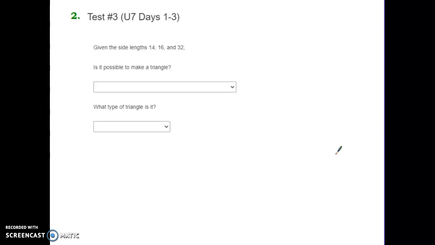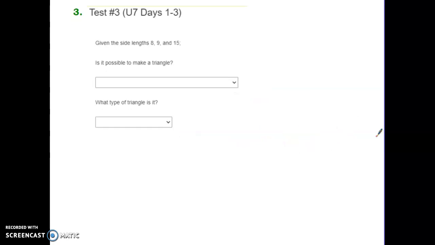Number 2. So first we look to see if the two shorter sides, when we add them up, is it greater than the third side, and the answer is no. So it is not greater than the third side. So no, it's not possible. What type of triangle? It's not possible.